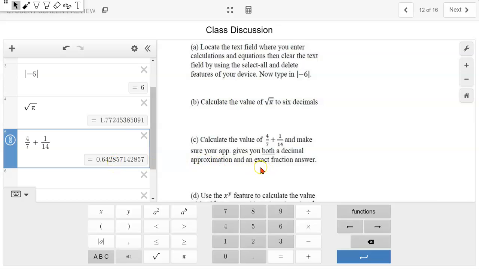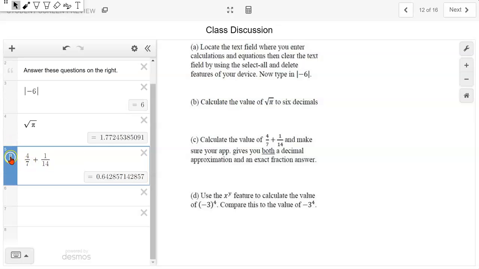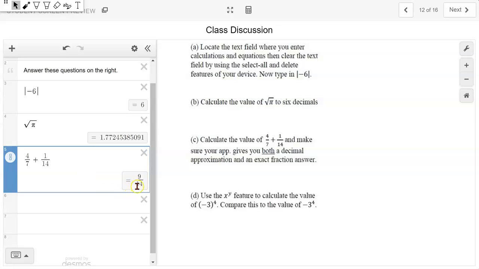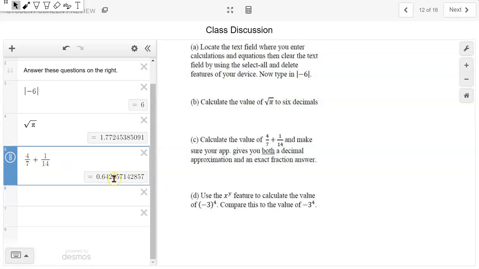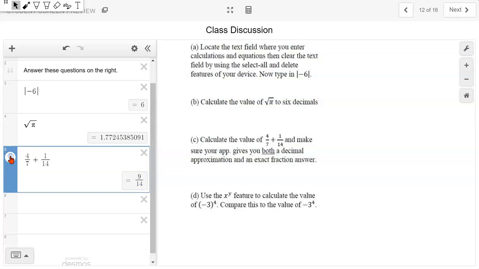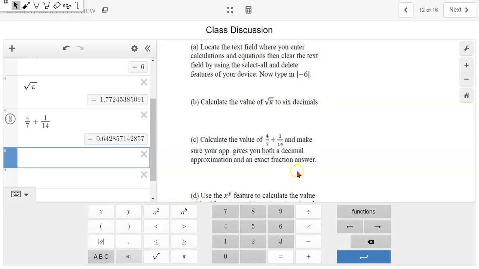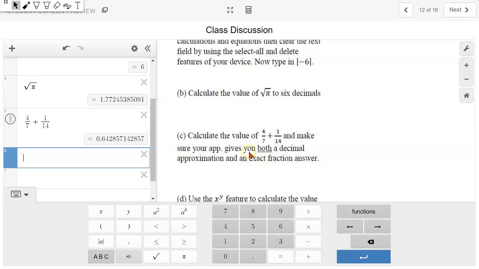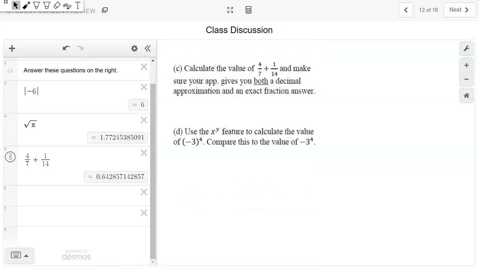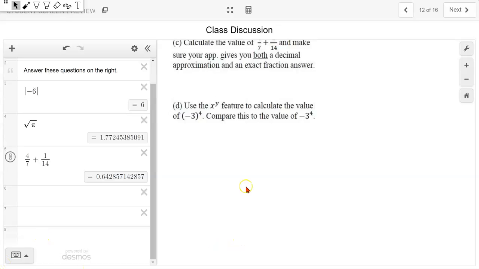Now, how are we going to get the exact fraction answer? Look at the blue numerator denominator here. Just click on this and you will see the answer. It's 9 over 14. And if you want to go back to decimals, just click again and you will see the decimals. See? Easy, right? And the last one, you can drag this to the top if you want.